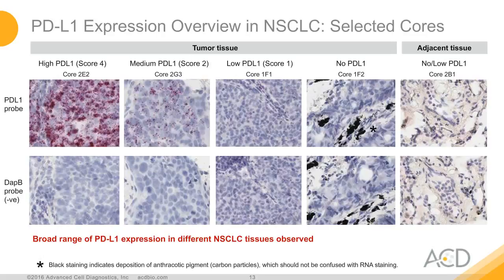In these selected cores, a dynamic range of PD-L1 gene expression is visualized, from high, medium, low, to no PD-L1 expression in the various tumor cores. In some adjacent non-tumor cores, we observe rare PD-L1 positive cells, likely representing antigen-presenting cells. The negative control DapB probe in serial sections of the same tissue shows no background across all sections.